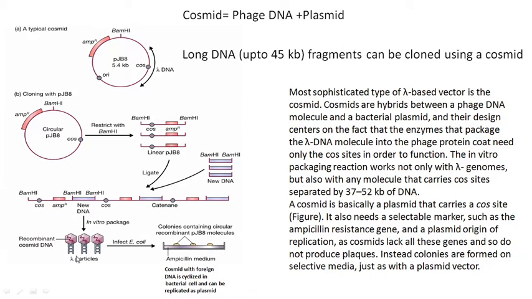Once they are packaged in the phage particle, they are transfected or infected into E. coli. These phage particles are unable to produce any plaque in E. coli because they lack all the plaque forming genes, and the Cosmid with foreign DNA is cyclized in the bacterial cell and can replicate as a plasmid. Once the bacteria replicate, these plasmids are also replicated. So the Cosmid is quite important for the cloning of long fragments of DNA, up to 45 kb. It can clone up to 45 kilobase pairs of DNA. That's the beauty of the Cosmid.